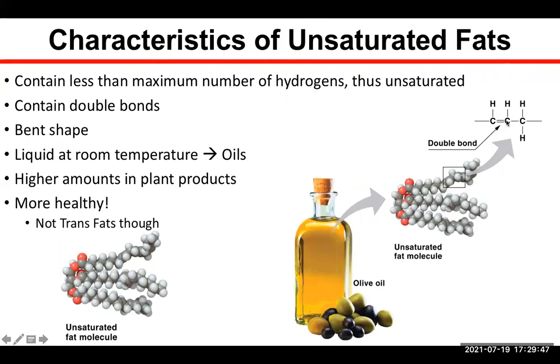Because they have this double bond within them, they end up forming these kinks. And so it's harder for the fat molecules to sit on top of each other, unlike the saturated fats, which are just completely straight. These kinks basically make it harder for the fats to sit on top of each other. And because of that, they typically are liquid at room temperature. So they're usually going to be oils.